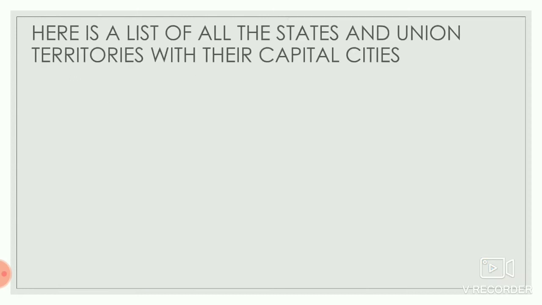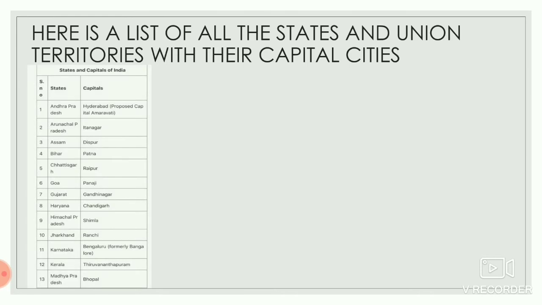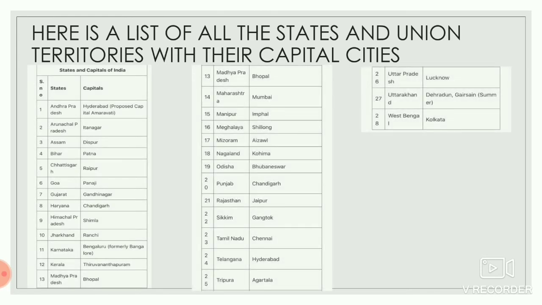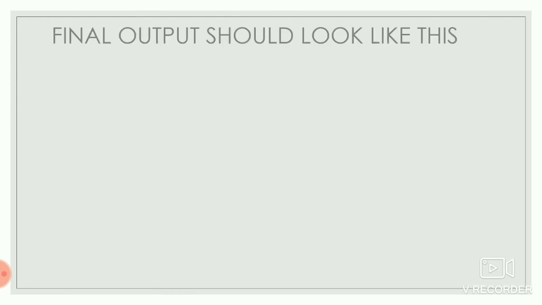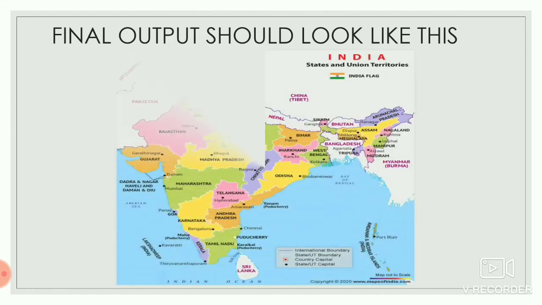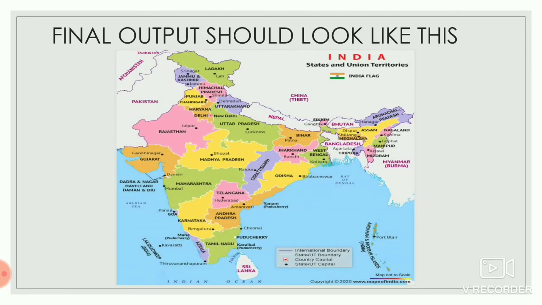Also, here is the updated list of all the states and union territories with their capital cities. This is the latest list as per the year 2020 records. After performing the activity, your final output should look like this. You can also name neighbor countries like Afghanistan, China, Pakistan, Sri Lanka on the map.